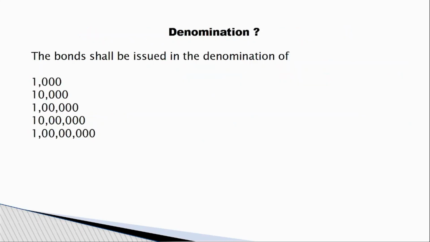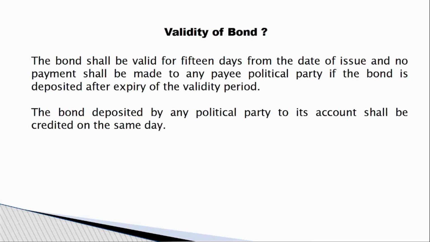So, what are the denominations? 1000, 10,000, 1 lakh, 10 lakh, 1 crore denomination electoral bonds are available. If you want 500 rupees or 15,000, these bonds are not available. Only these denominations are available. Now, the validity period. If you buy a bond, you can give it to any political party because the name is not written on the bond. Within 15 days, they have to deposit it in their account. When they deposit into their account, automatically the same day this amount will be credited. After 15 days, it will be expired.